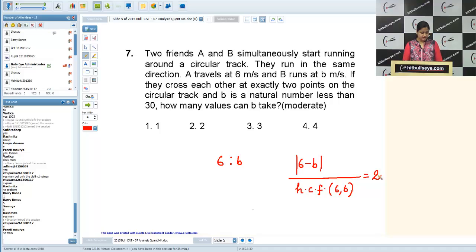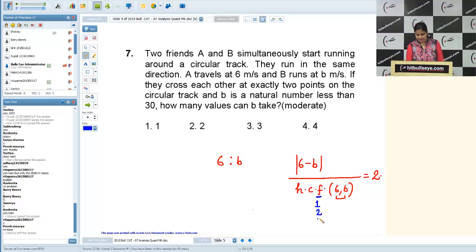The same thing I have written in the equation format. So let us see. HCF of 6 and B, that can be what? See, this HCF means highest common factor. So HCF of 6 and B should be a factor of 6 as well. So HCF of 6 and B can be 1, it can be 2, it can be 3, it can be 6. So if I consider HCF to be 1, then the modulus of 6 minus B should be equal to 2. 6 minus B should be equal to plus minus 2. We'll solve both these values, which comes out to be 8 and 4.